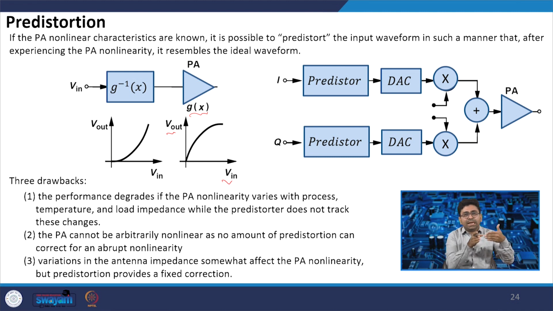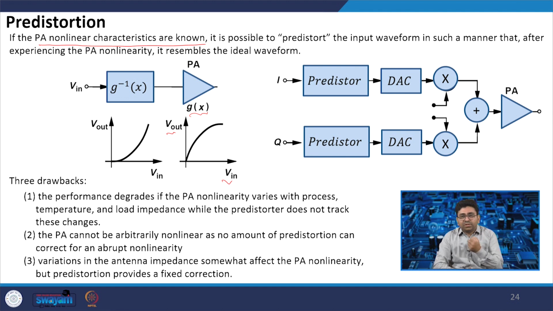then what will happen when we combine this output? We are adding the pre-distortion in the incoming signal, and when that pre-distortion is combined with the PA distortion, we get linearity. So, if the power amplifier nonlinear characteristics are known, which is very important, it is possible to pre-distort the input waveform in such a manner that after experiencing the PA nonlinearity, it remains the ideal waveform.